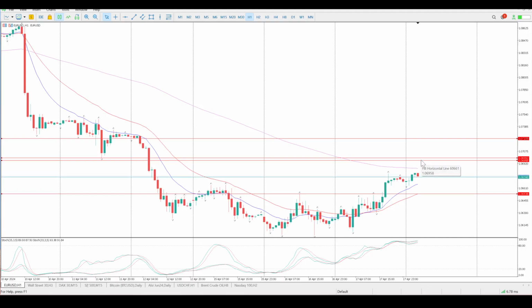It's 106.958, 106.992. Okay, so this is the zone that you need to be paying attention to. If it gets through that, there's a very strong level at 107.235. But I suspect we are looking for something in this area.